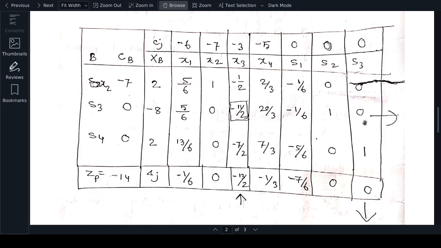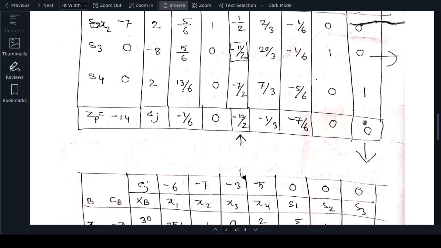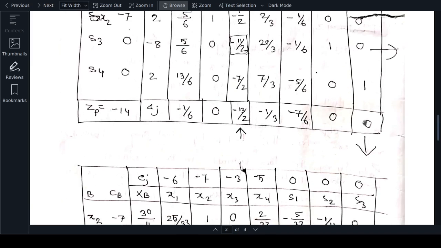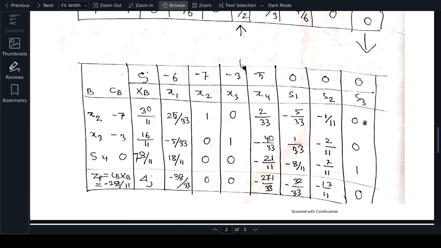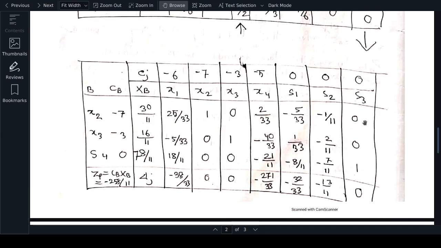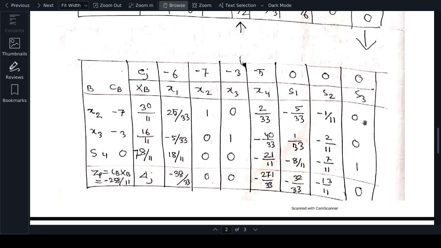Next, what we do is a similar process: new element equals old element minus the intersection of key row and key column. With the help of this, we get the first row, and similarly we get the third row. Okay. So after calculating, we get ZP, meaning final, equal to CB into XB, whose value we get as minus 258 by 11, and the delta J values we already got.